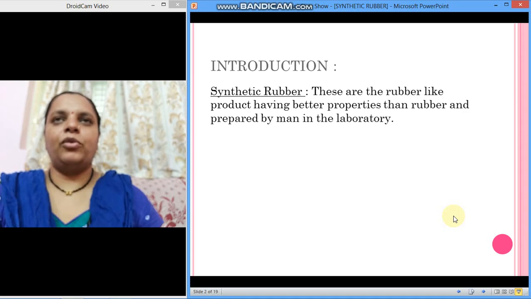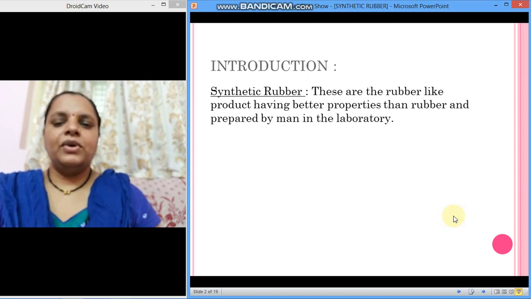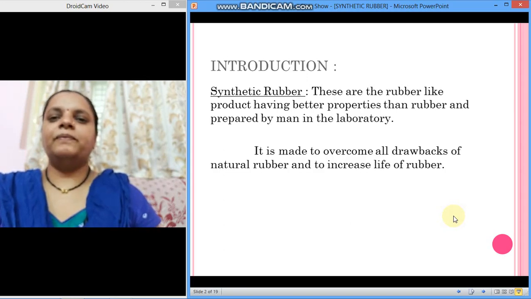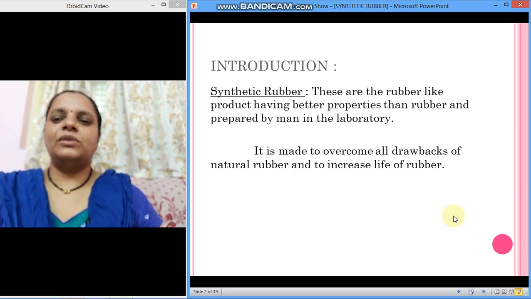As we know, there are so many drawbacks of natural rubber, so we prepared a new kind of rubber in the laboratory which has better properties. That rubber is called synthetic rubber. It is made to overcome all the drawbacks of natural rubber, and it will increase the life of rubber as we know it.